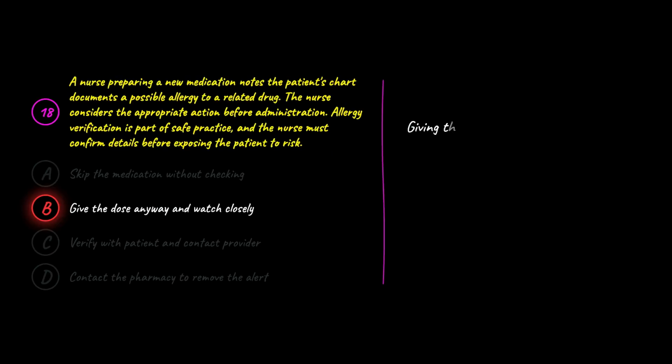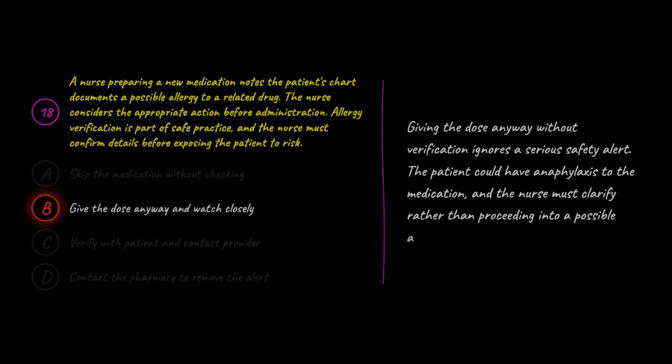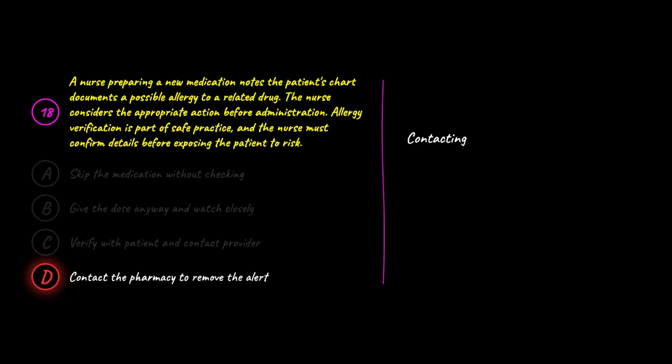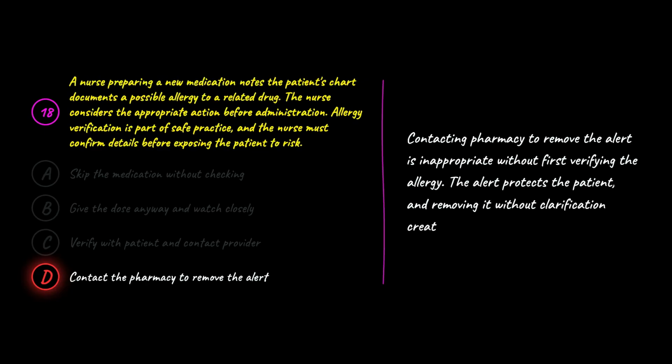B is wrong because giving the dose anyway without verification ignores a serious safety alert. The patient could have anaphylaxis to the medication, and the nurse must clarify rather than proceeding into a possible adverse event. D is wrong because contacting pharmacy to remove the alert is inappropriate without first verifying the allergy. The alert protects the patient, and removing it without clarification creates risk for future medication encounters at the institution.